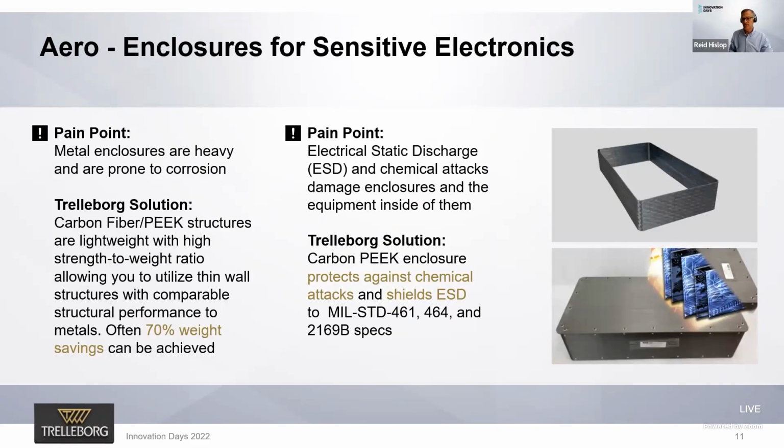So this is an enclosure for sensitive electronics. Manufacturing enclosures for batteries or other sensitive electronics sees a wide range of benefits from using thermoplastic composites, such as durability, protection as good as a metallic solution, while reducing nearly 70% of the weight. And we know how important that is.